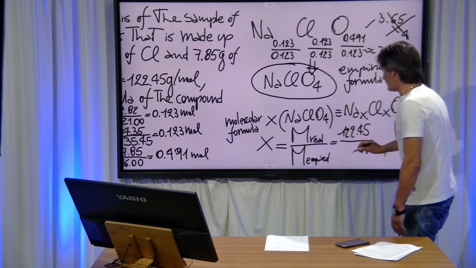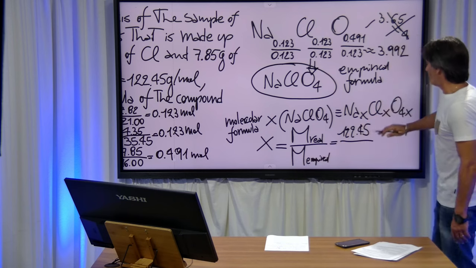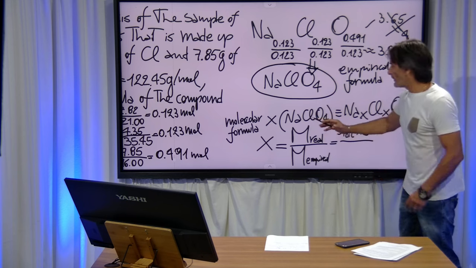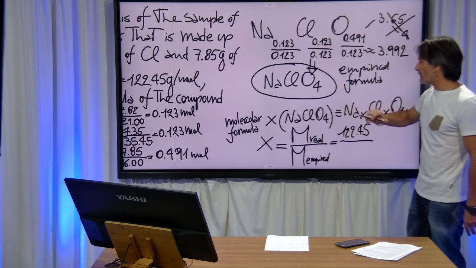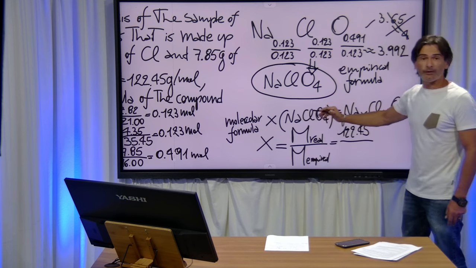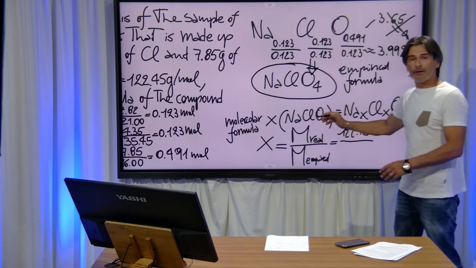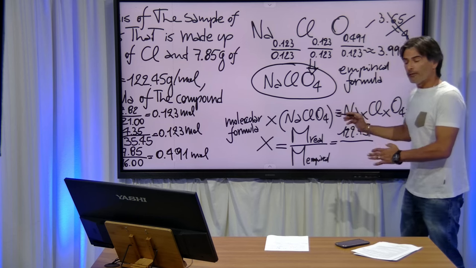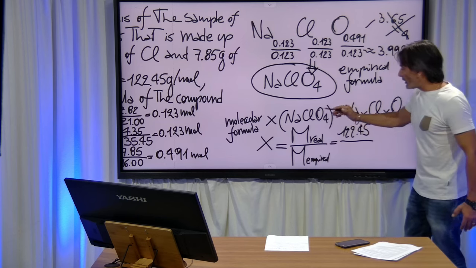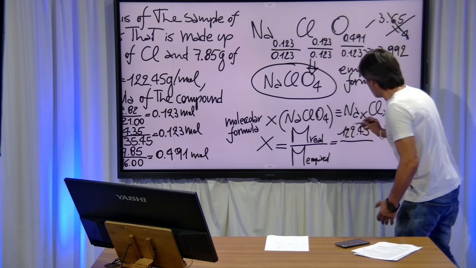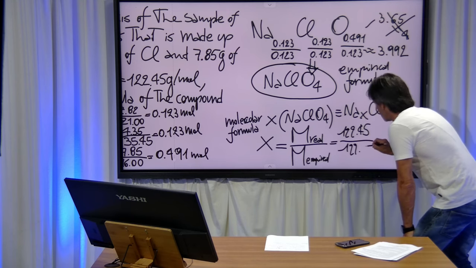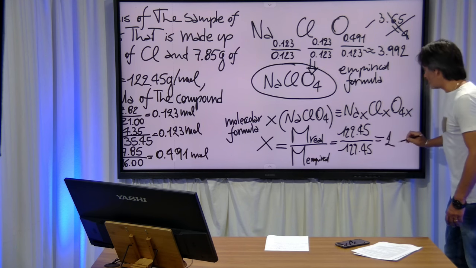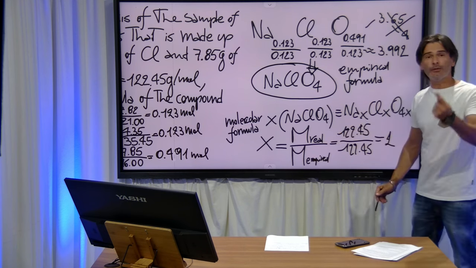122.45 divided by the molar mass of the empirical formula. So if you do the sum between 23, the molar mass of the sodium, 35.45, the molar mass of the chlorine, and 4 multiplying 16, the molar mass of the oxygen, we obtain in practice the same value. So in this case, X is equal to 1.